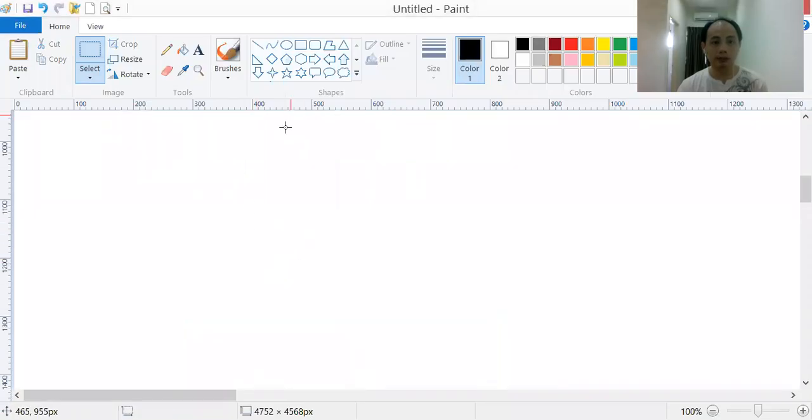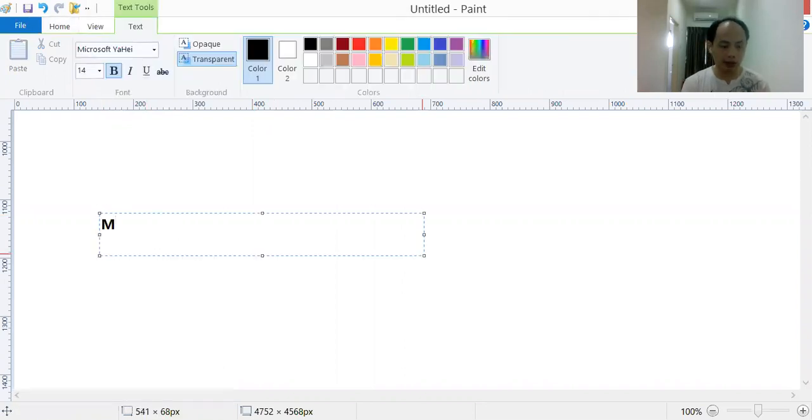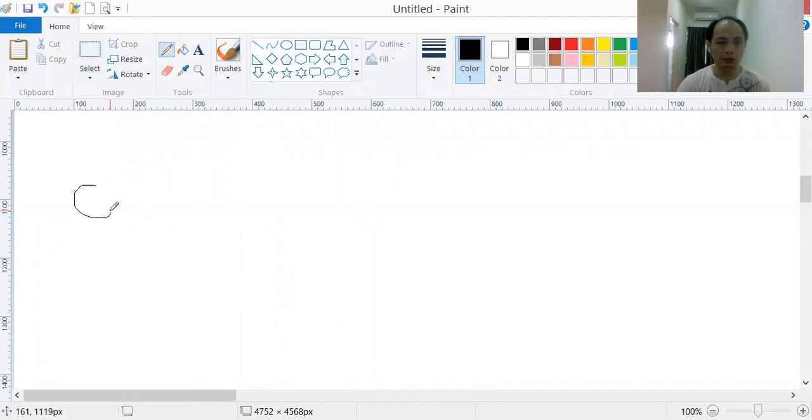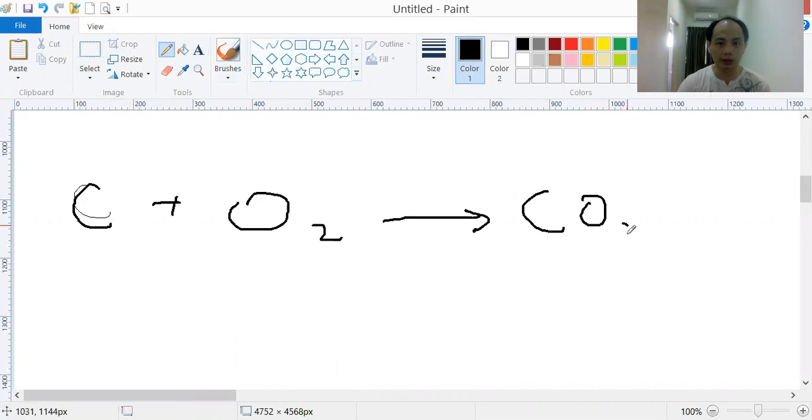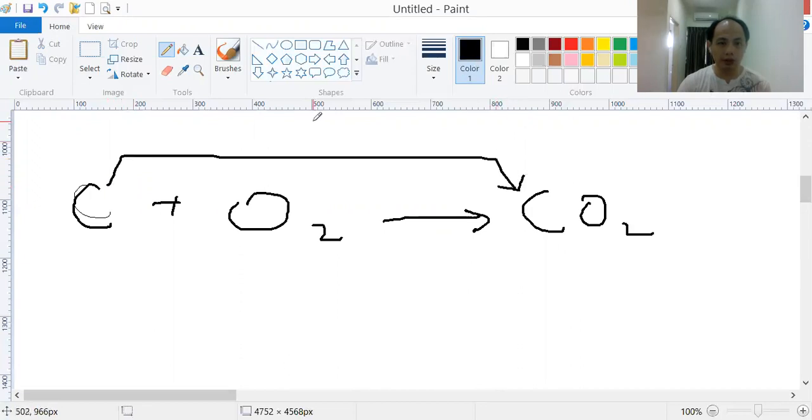Let's go to the screen again. For example, magnesium. Maybe I can go to another example. Okay, CO2. Carbon. Let me just write. Carbon plus oxygen produces carbon dioxide. Obviously carbon is oxidized because carbon gains oxygen and becomes carbon dioxide. So this one is oxidation.